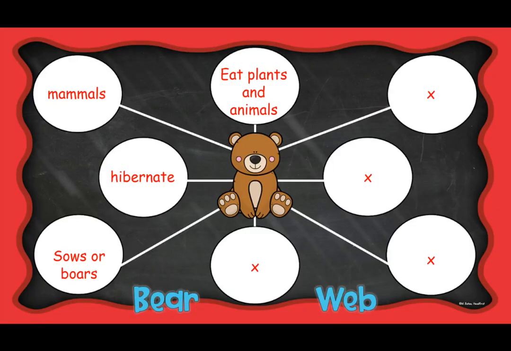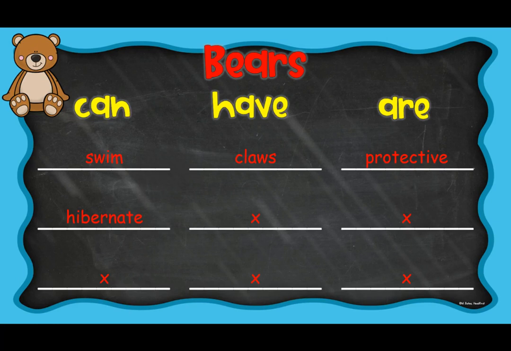And then a writing component, making a web. So taking some notes there. I filled in some ideas, but this comes blank, so they're going to do their own. And then another graphic organizer, bears can have R. And so they're going to try to fill those up with different ideas and things that maybe they already knew and some things that they learned.